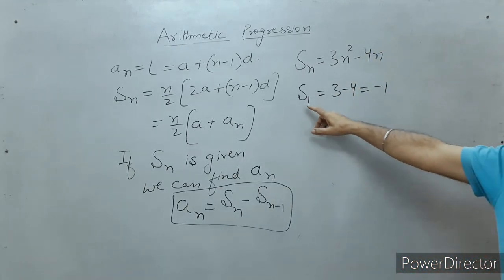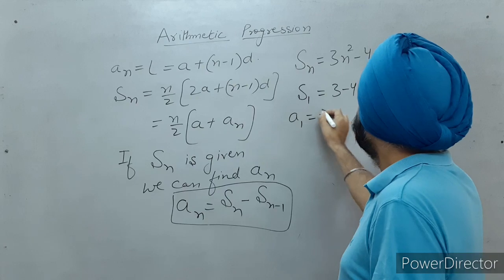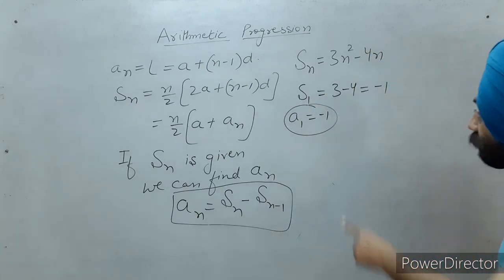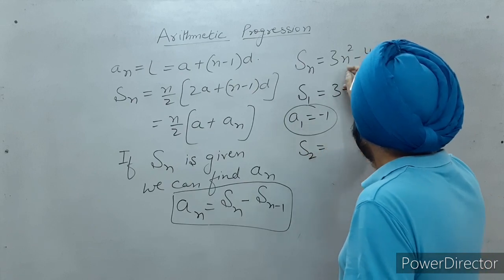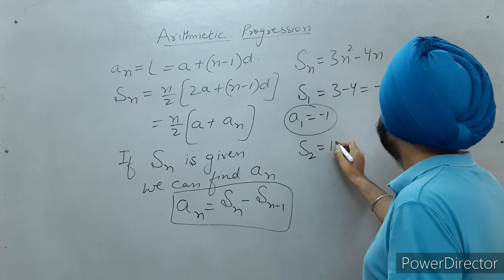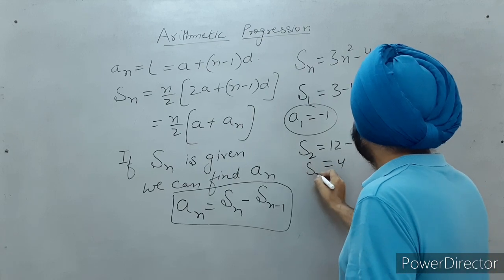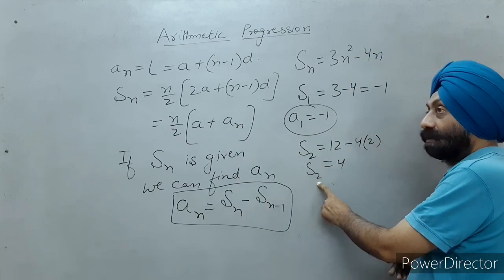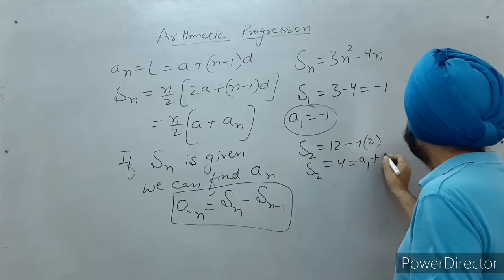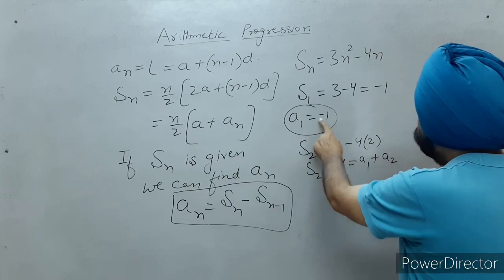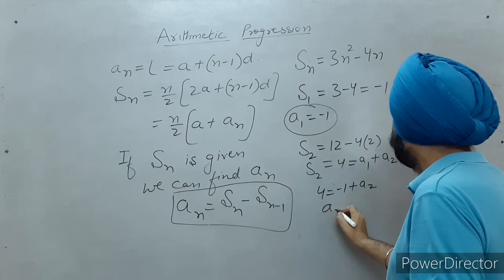Now this reads as the sum of one term. Sum of one term means it is the first term, so I get the first term. Right? Now put n equals 2. What happens? 2 square is 4, 4 into 3 is 12, minus of 4 into 2, that is 8. I get S2, which means the sum of two terms is 4. Sum of two terms means the first term plus the second term. Now what was my first term? The first term was minus 1. I get 4 equals minus 1 plus a2, or a2 equals 5.